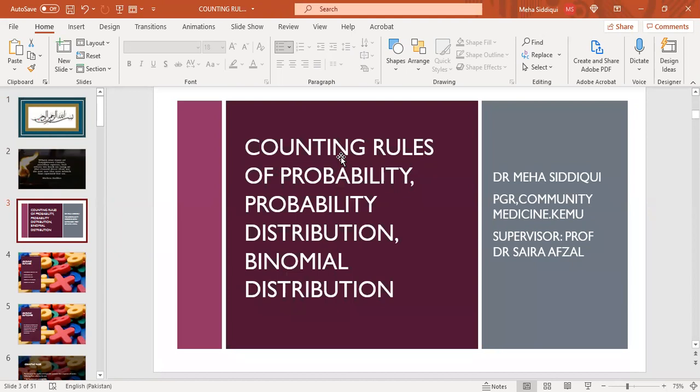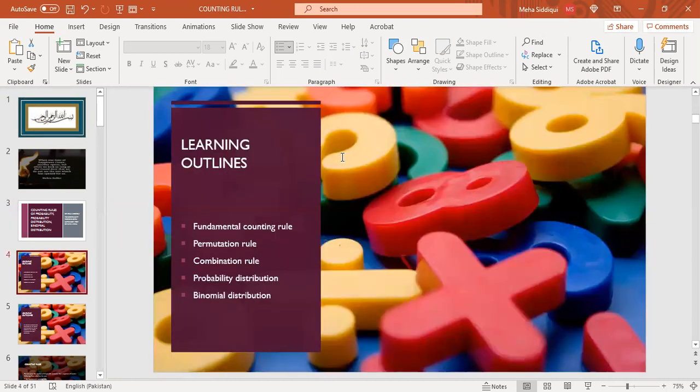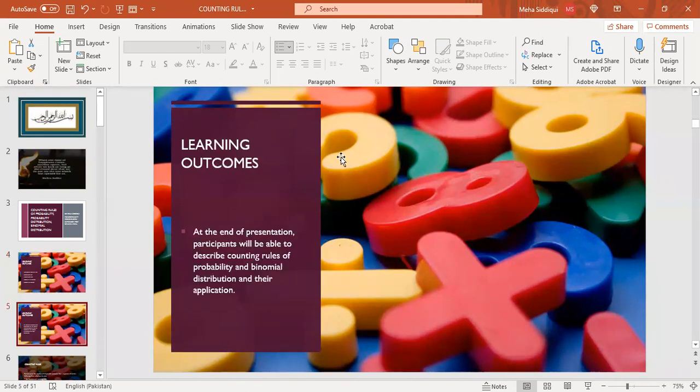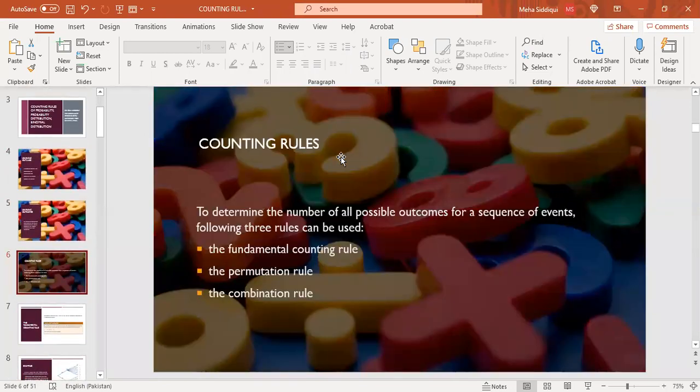Today, the topic of my presentation is counting rules of probability distribution, binomial distribution. Learning outlines are fundamental counting rule, permutation rule, combination rule, probability distribution, binomial distribution. Learning outcomes: at the end of the presentation, participants will be able to describe counting rules of probability and binomial distribution and their application.